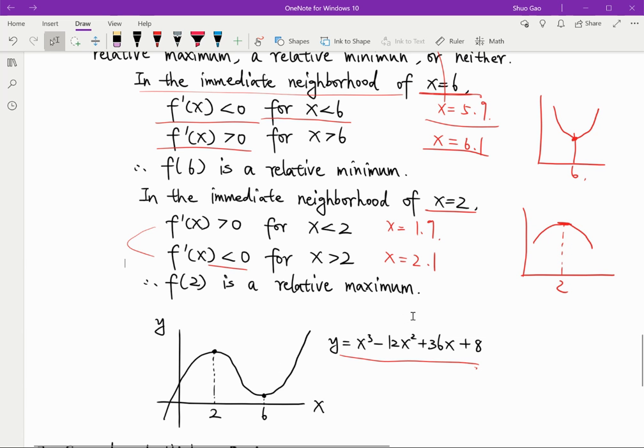So this is how we find the relative maximum and minimum: by taking the first derivative of the function and finding the roots where f prime x equals 0. And then we test the immediate neighborhood of the root. We test the signs of the first derivative to see if the sign changes. If the sign changes from negative to positive, then this is a minimum. And if it changes from positive to negative, this is a maximum, right? So that's how we do this.